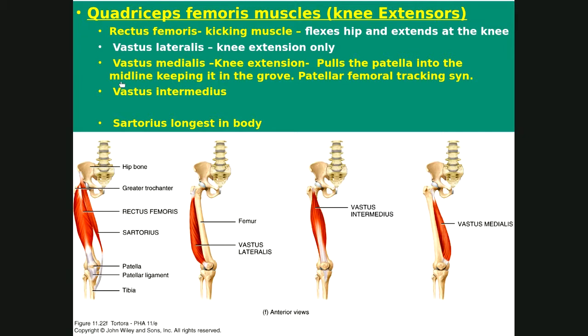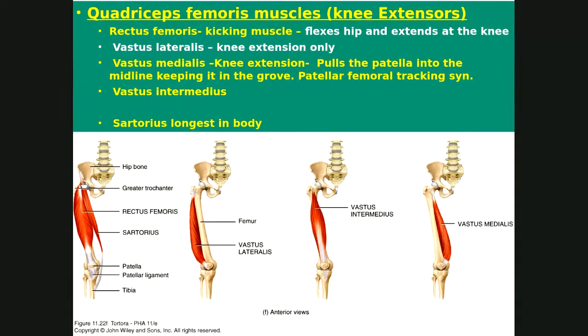The first one is the rectus femoris. We consider this a kicking muscle. This is the only quadriceps femoris muscle of the 4 that crosses 2 joints. It's going to originate in the anterior superior iliac spine of the ilium, and it's going to insert in the quadriceps tendon in the tibial tuberosity of the tibia. Because of this, it's going to extend the knee and also flex the hip.